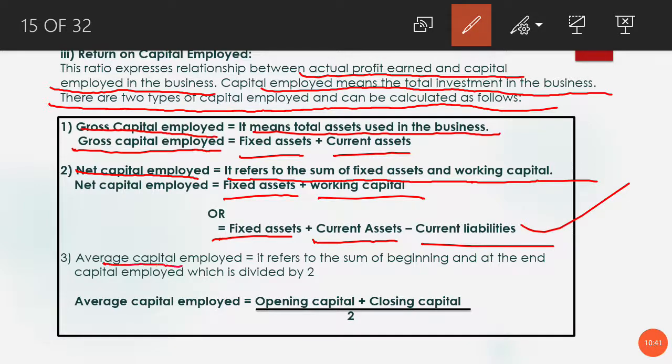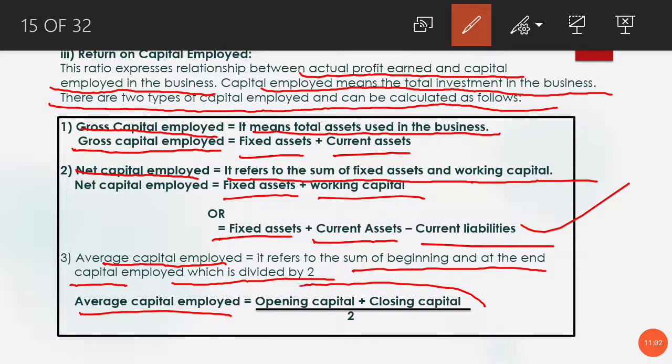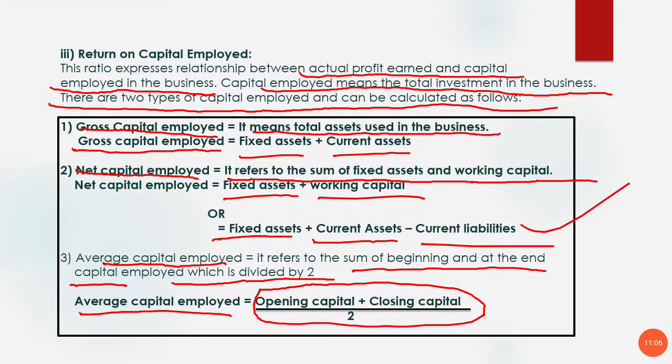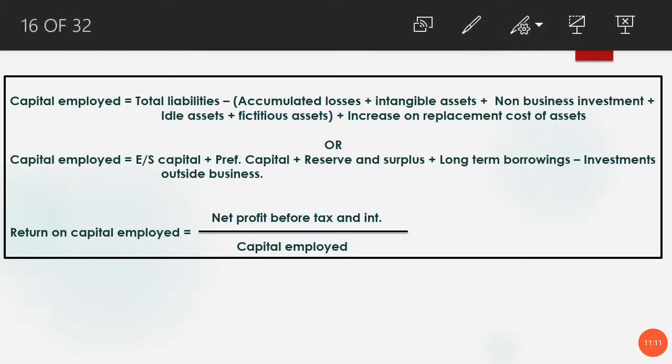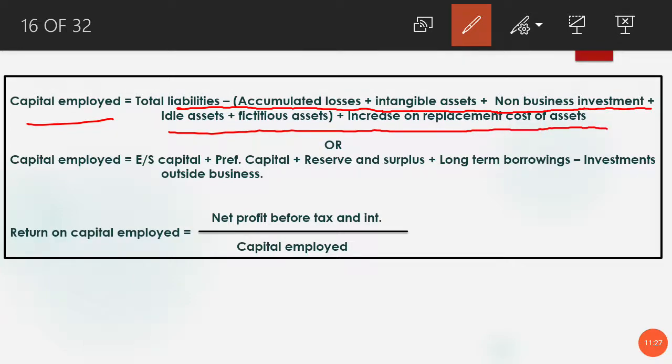3. Average capital employed refers to the sum of beginning and end capital employed, divided by 2. Average capital employed is equal to opening capital plus closing capital divided by 2. You have to know about this formula of capital employed. Capital employed is equal to total liabilities minus accumulated loss plus intangible asset plus non-business investment plus idle asset plus fictitious assets plus increase or replacement cost of asset, or capital employed is equal to equity share capital plus preference share capital plus reserve and surplus plus long-term borrowings minus investments outside business.